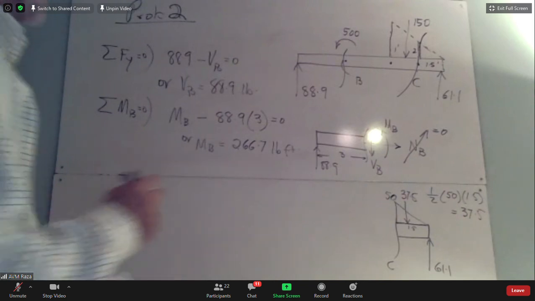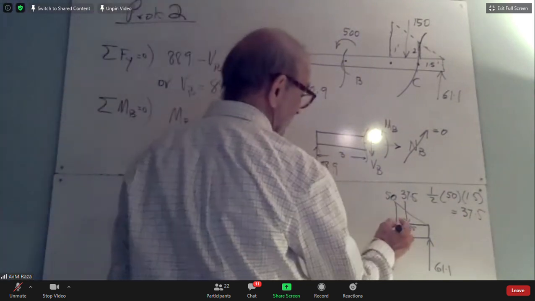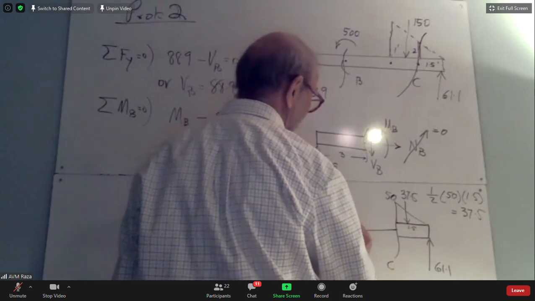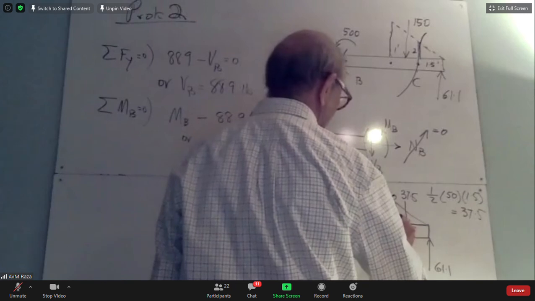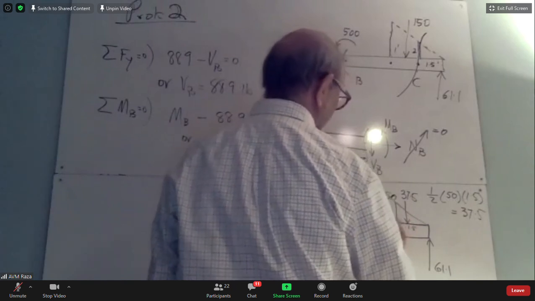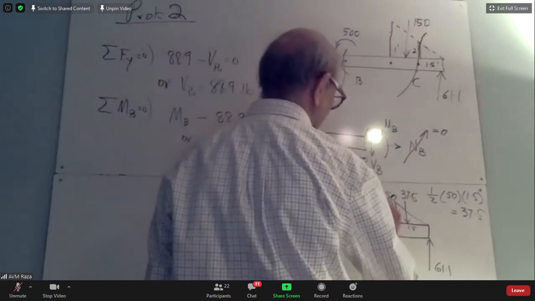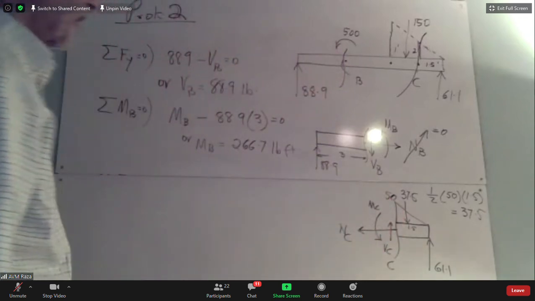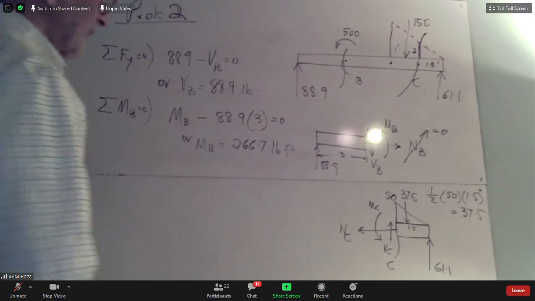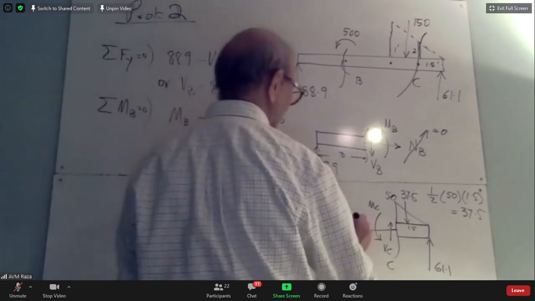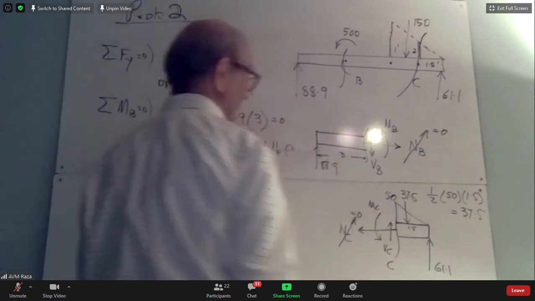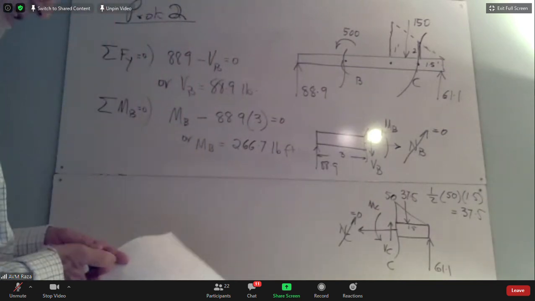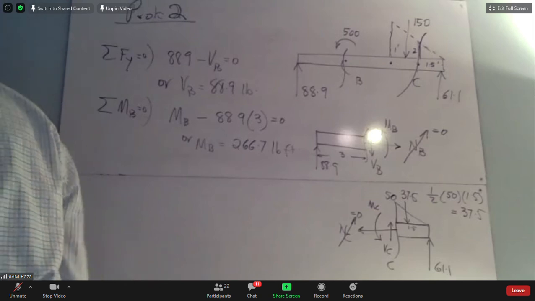And now, once we took the section, we have exposed how many? N, V, and M. So there will be NC, VC, and MC. Those are the 3 internal loads that I exposed. What can I say about NC? NC is equal to 0. No other force in x direction, so I can directly say NC equal to 0.